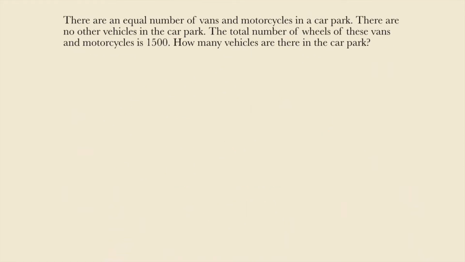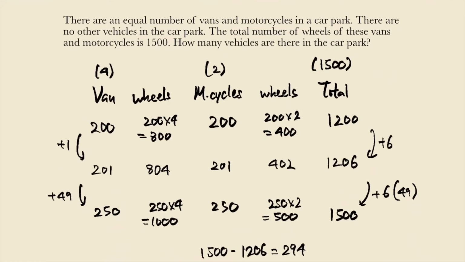There are an equal number of vans and motorcycles, so 4 wheels and 2 wheels, and no other vehicles, so only vans and motorcycles. The total number of wheels is 1500, so the table looks like this. Let's guess a total of, equal number. That's the clue here. So make a guess, 200, 200. I get 1200, that's too few wheels, I need more.